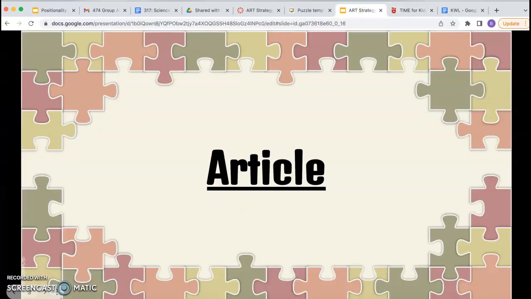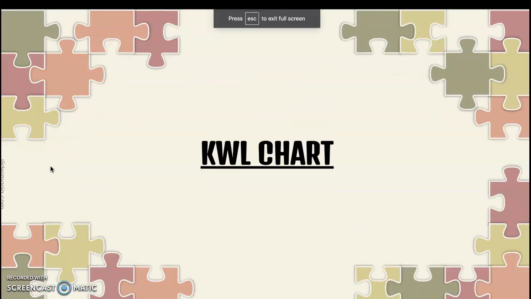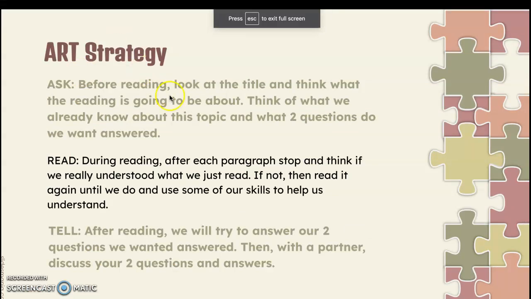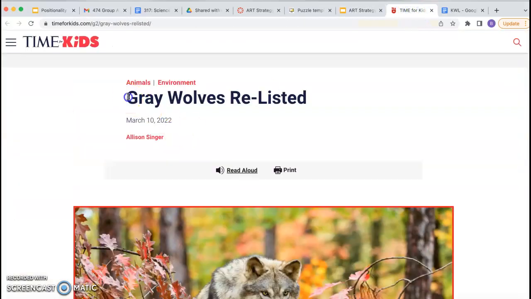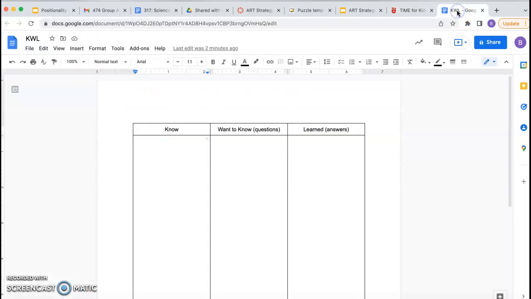So, using our ART strategy, I need to look at the title and think about what the reading is going to be about. And then I need to think about what I already know and what two questions I want answered. Looking at this title, I know that this article is going to be about gray wolves. To help me stay organized, I'm going to use a KWL chart.